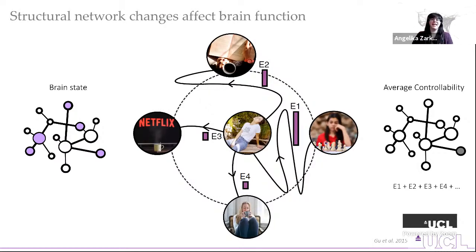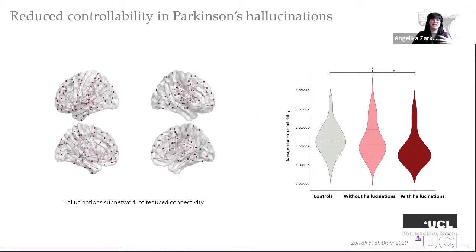So what we did next is we looked at this subnetwork that we found that was affected in Parkinson's with hallucinations. And we found that within that subnetwork, people who had hallucinations showed reduced controllability than non-hallucinators and people who didn't have Parkinson's. So the ability to switch the brain between states was reduced within this subnetwork.